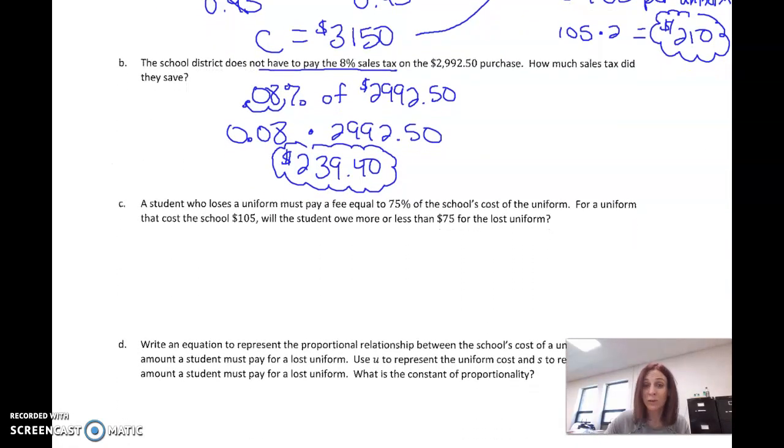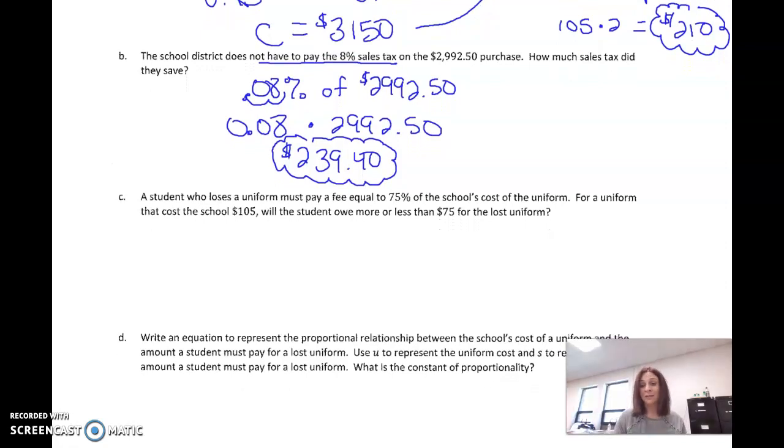All right, so now pay close attention to this one. What happens when you lose a uniform, or something happens to it? As a coach, this has happened before. I've had players lose uniforms. So a student who loses a uniform in this school has to pay a fee equal to 75% of the school's cost. Well, remember, we said the school's cost was $105. So it says for a uniform that cost the school $105, will the student owe more or less than $75?